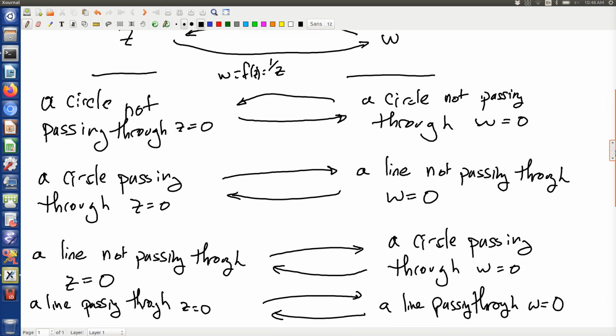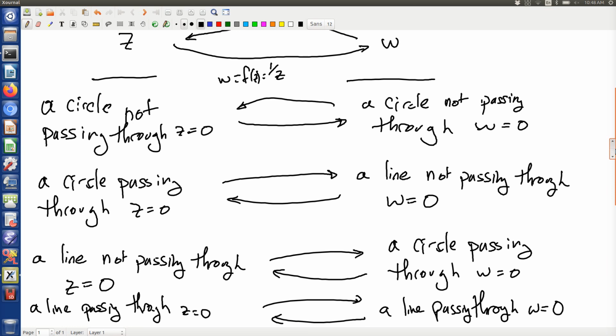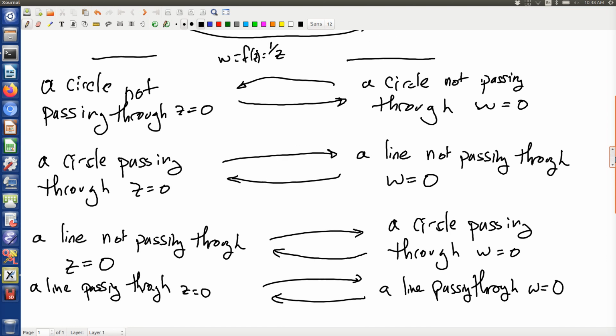So in essence, that's kind of what's going on between z and w with 1 over z. Circles get turned into circles or lines. Lines and circles kind of get mixed up. This seems a bit mysterious. There's a nice interpretation of this, not in terms of the complex plane, but in terms of the Riemann sphere.